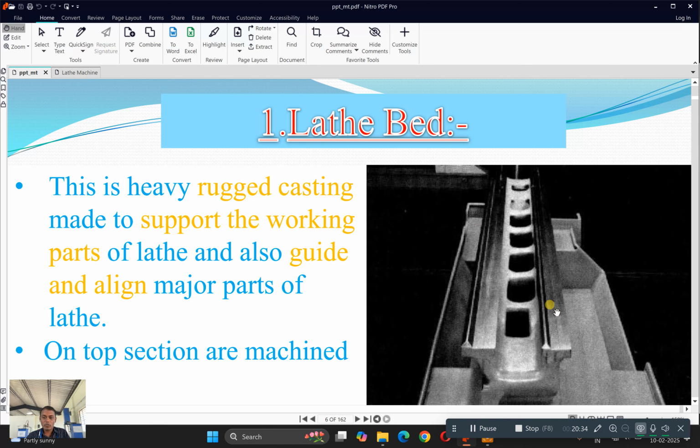So this is also made up of cast iron, and the top surface is machined to a very good surface finish. It should be rugged and strong enough to hold your tailstock as well as your carriage. So this is the first and foremost component.